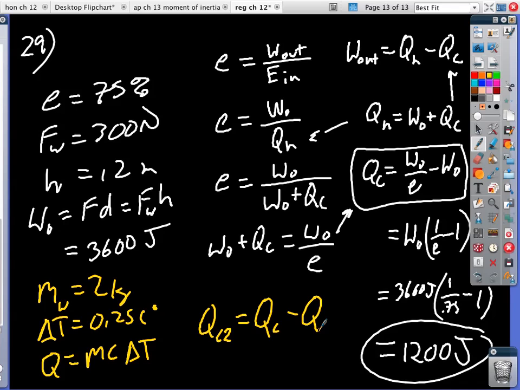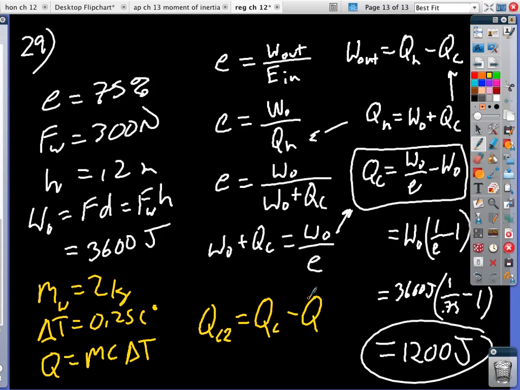But that doesn't change the efficiency. So you still only lost 1200 joules. But this time, some of this 1200 stuck in the pulley, and that's this Q right here. So this 1200 joules is the amount of energy that you lost. You can't help it. There's no way to make that better, because this is 75%, and that 75% doesn't change whether you pull fast or slow.